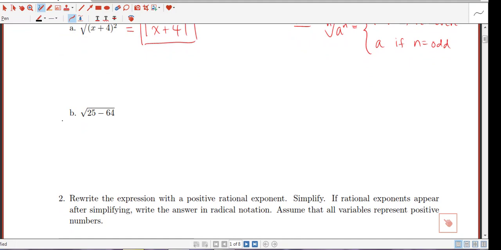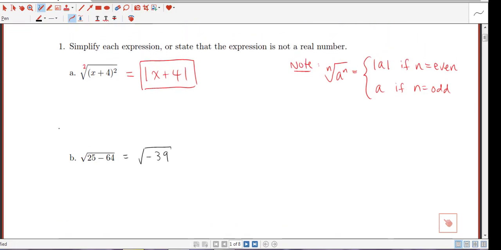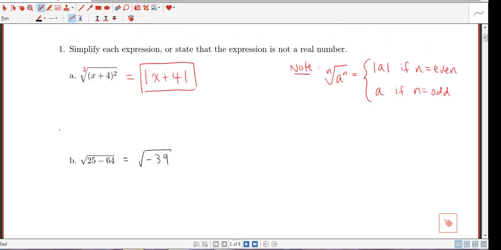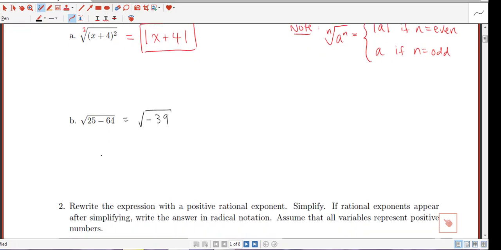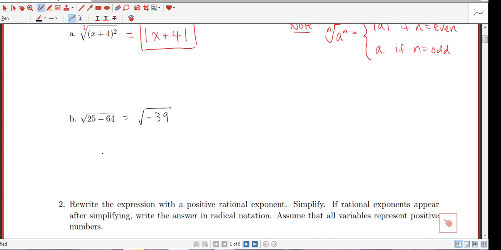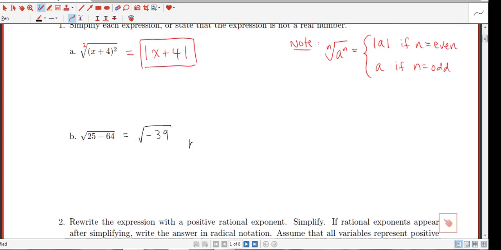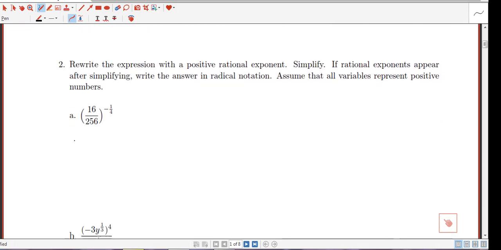Part B. Square root of 25 minus 64. Okay, first of all, if I compute that, do you see that I'm going to get a negative number? Negative 39. Look at the question. The question asks you to simplify the expression or state that the expression is not a real number. Now, can we have a negative number inside of the square root over the real number system? Absolutely not. Imaginary number, fine, but we're talking about the real numbers here. So your answer is going to be not a real number. All right. Let's go to the next one.